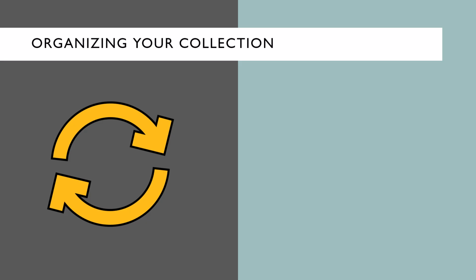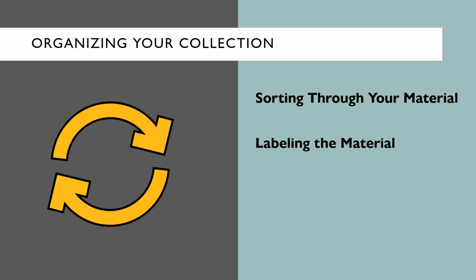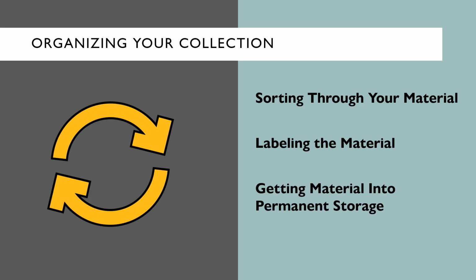There are 3 parts we'll talk about: sorting through your material to determine what categories of material you have, and labeling the material in your collection. Your main goal with these 2 parts is to make things as easy to find in your collection as possible. The third part is getting material into its permanent storage, and your main goal here is to preserve it carefully so that it can last far into the future.